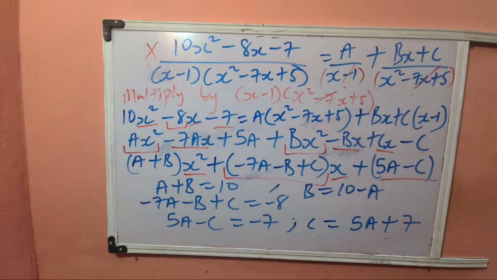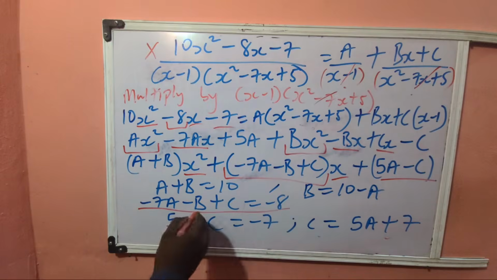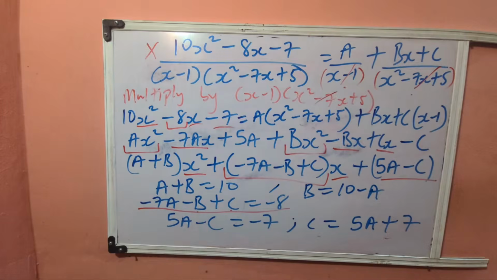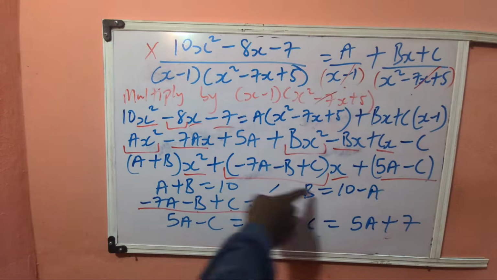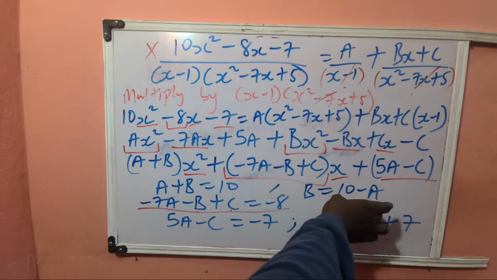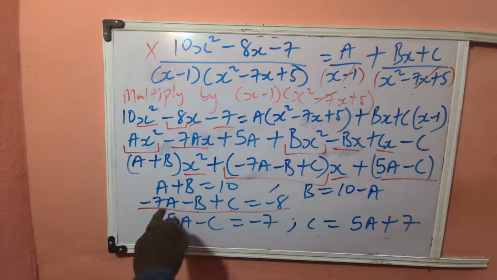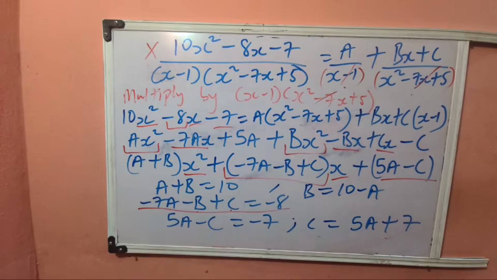Look at it. This is the equation I want to use. I can see B here, I can see C here. I can see that A and C were together here, A and B were together here. So I go on to make B the subject of the formula. B was 10 minus A. I go on to make C the subject of the formula. C was 5A plus 7. So if I put B as 10 minus A and C as 5A plus 7 into this particular equation, everything will have just A. And then from there, I'll be able to find my A.